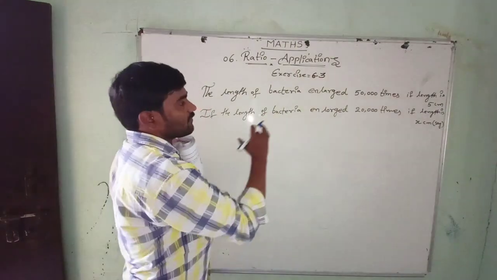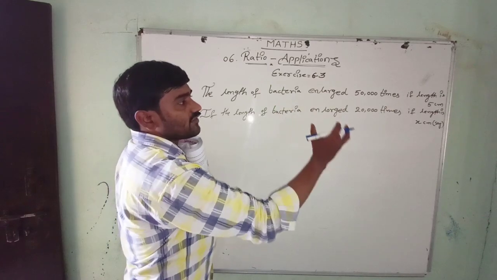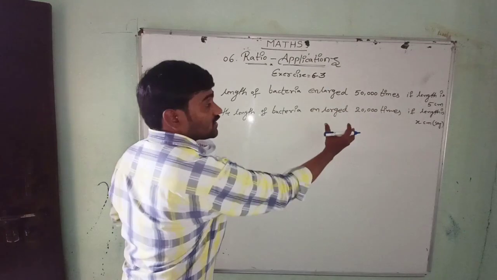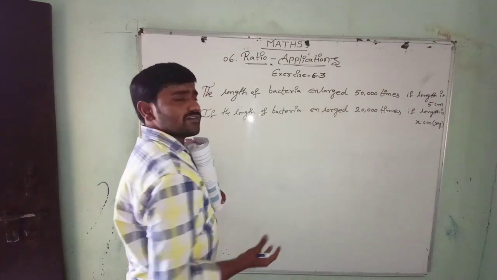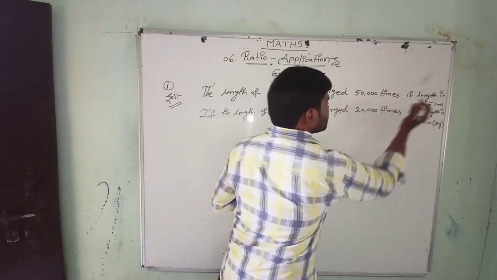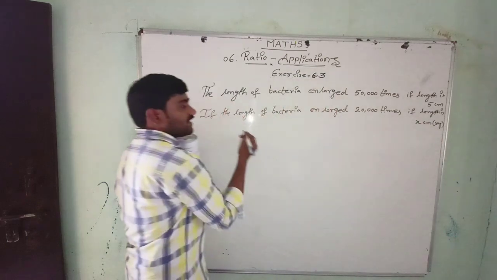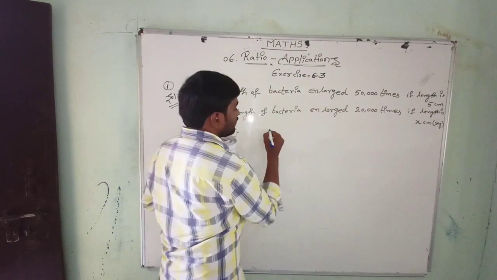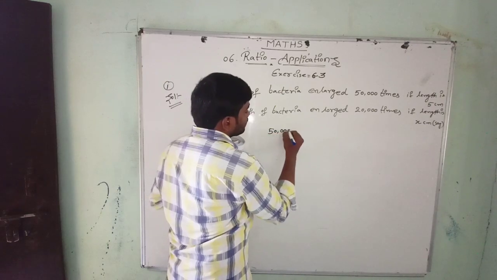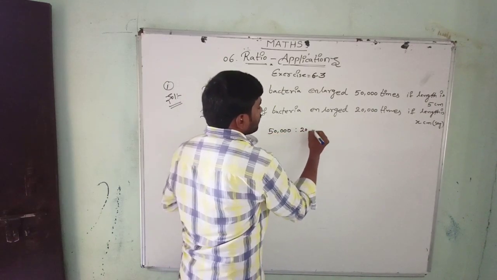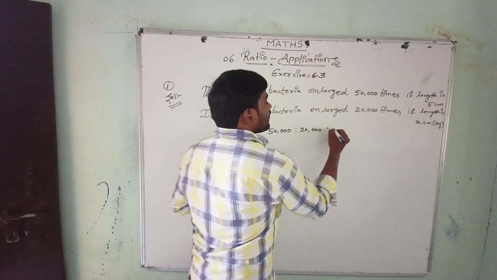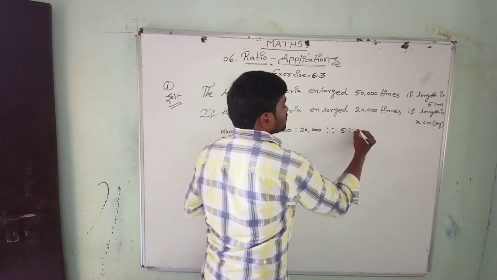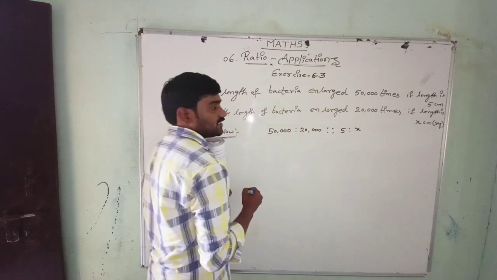If the length of bacteria is enlarged 50,000 times, the length is 5 centimeters. If it is enlarged 20,000 times, what will be the length? If it is 50,000, it is 5 centimeters. If it is 20,000, it will be x centimeters. Let us make it first. It's a proportion. 50,000 is to 20,000 as 5 centimeters is to x centimeters.